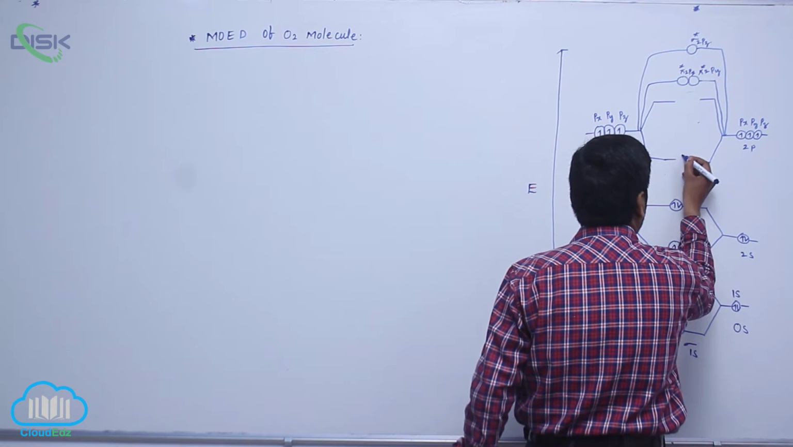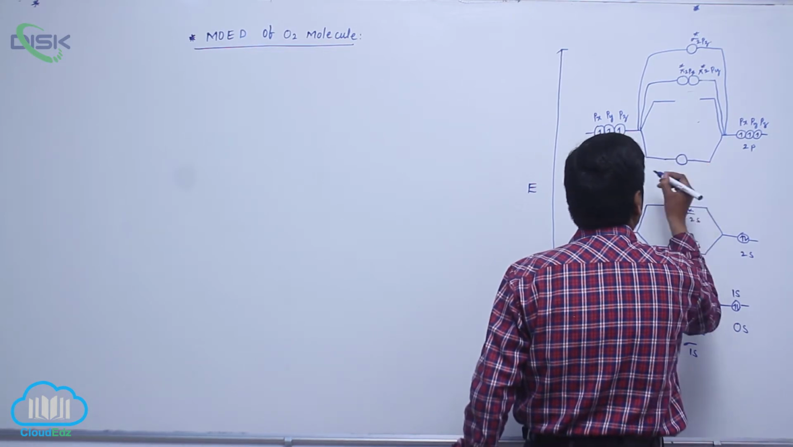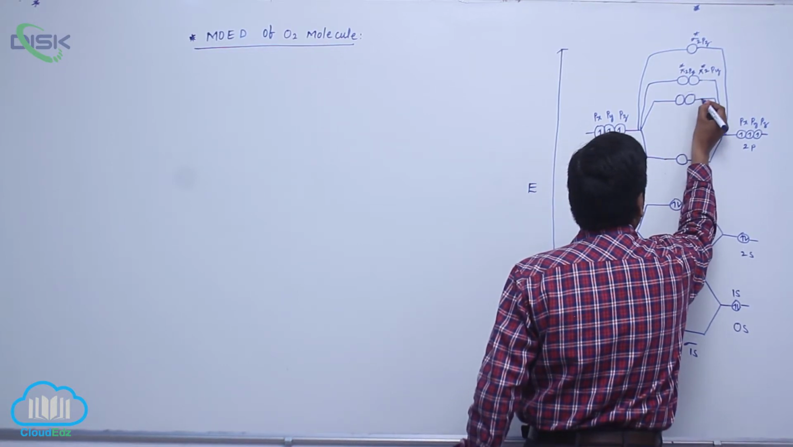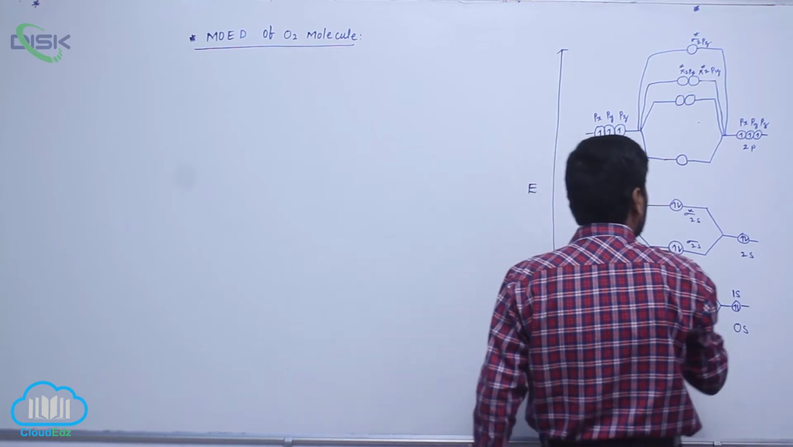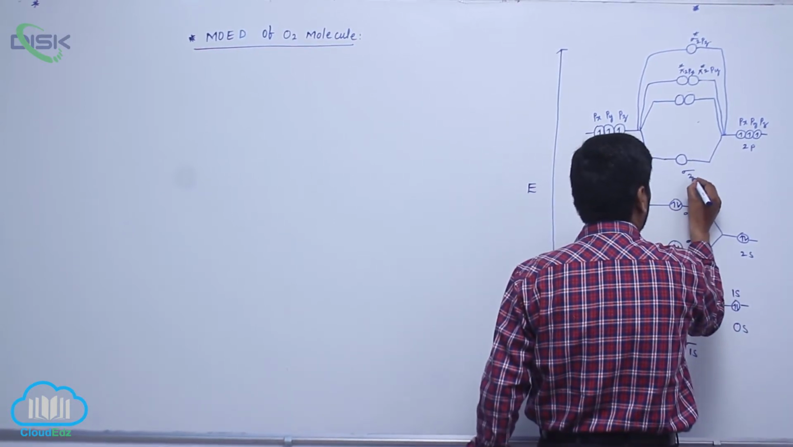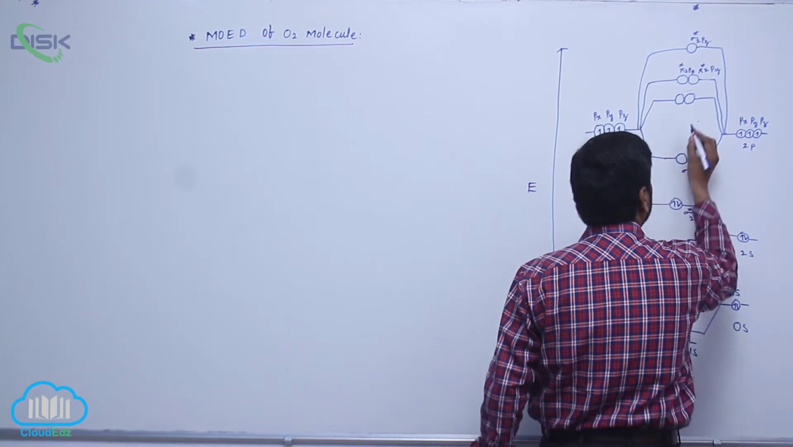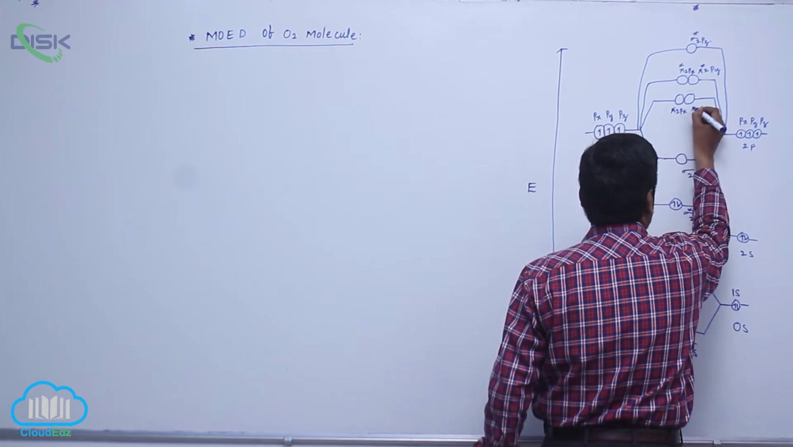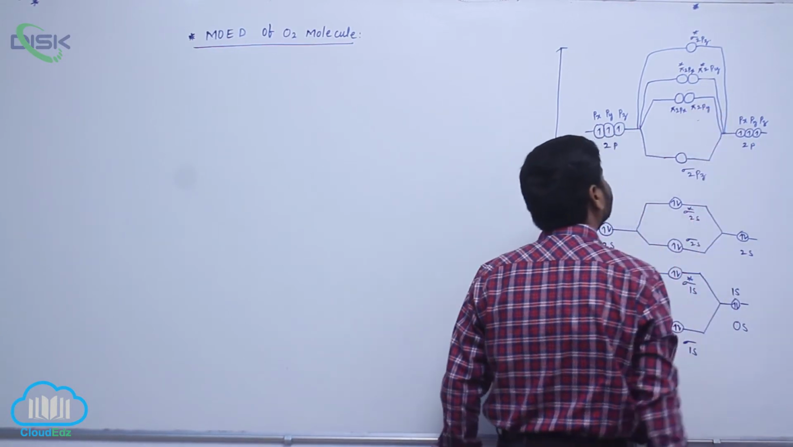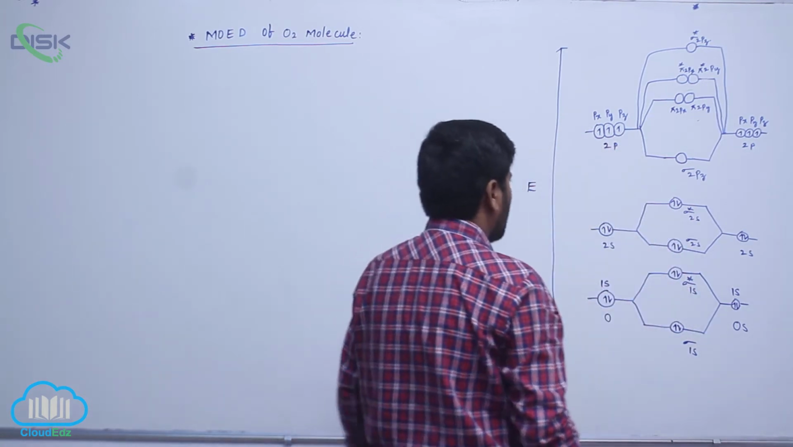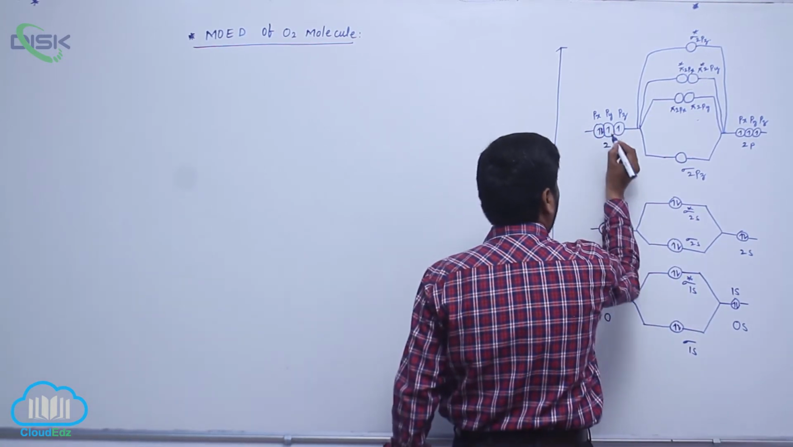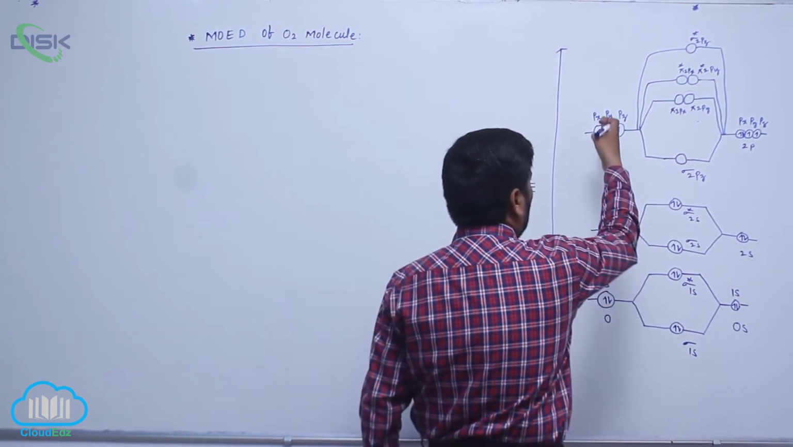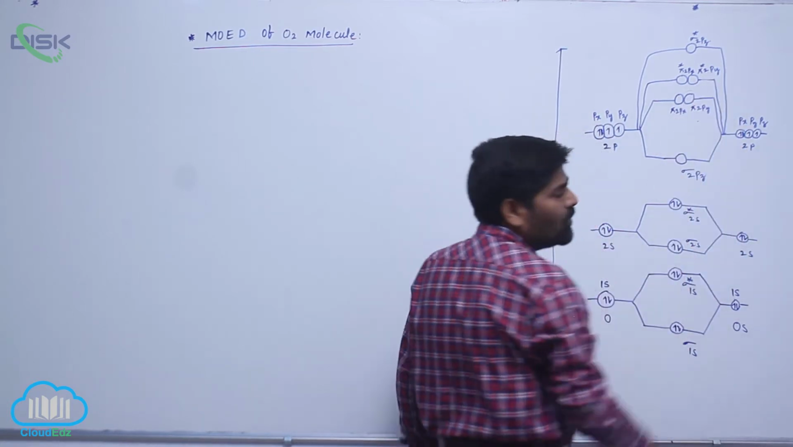So therefore, now this is which one? Sigma 2pz, then it is what? Pi 2px, pi 2py. Then everything is same. Then here one electron is paired, here is also one electron paired, because 1s2, 2s2, 2p4, 1s2, 2s2, 2p4.